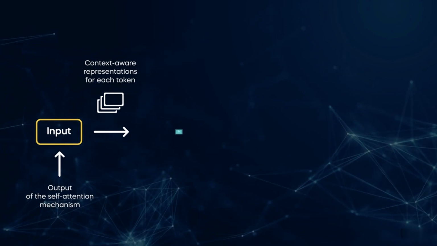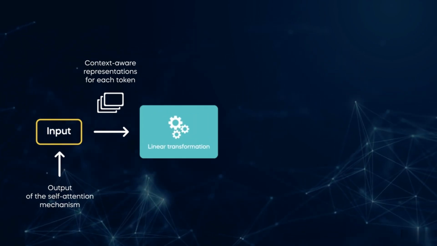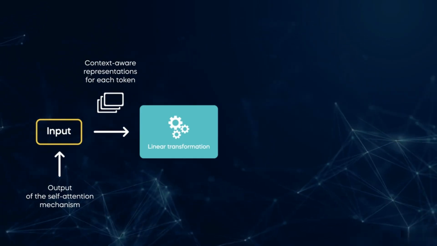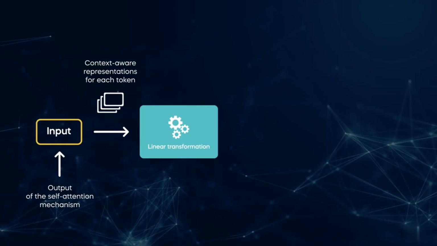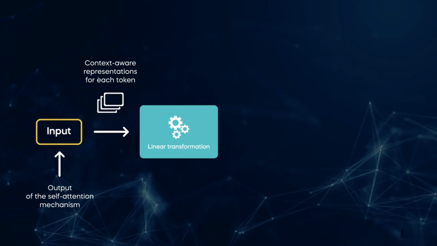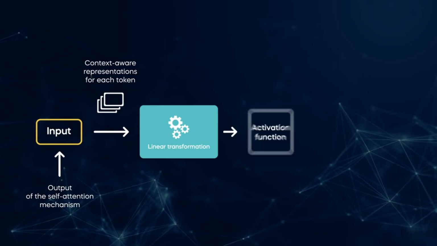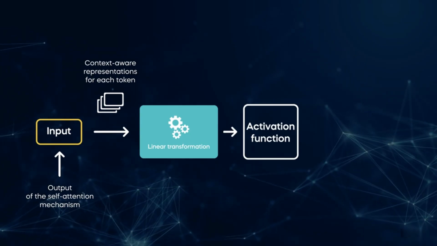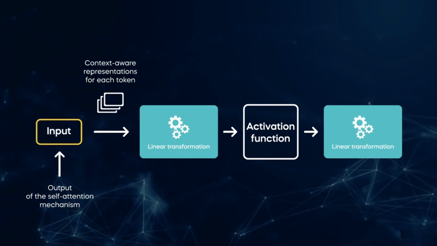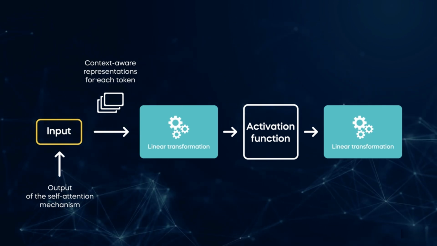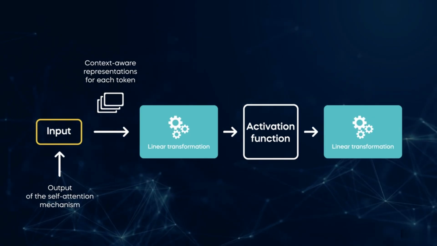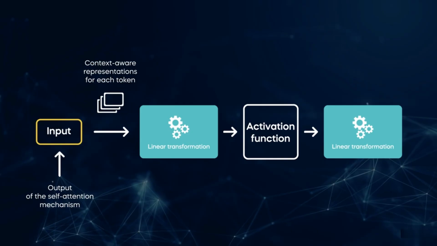The first step in the feed-forward layer involves a linear transformation for each token's representation. This means that a learned weight matrix is applied to each representation, essentially reshaping and projecting it into a new space with potentially higher dimensions. This transformation is usually followed by an activation function, which introduces nonlinearity into the model. Another linear transformation is then applied. This transformation reshapes and projects the data further, often reducing the dimensionality.